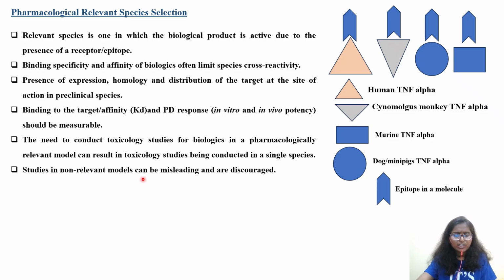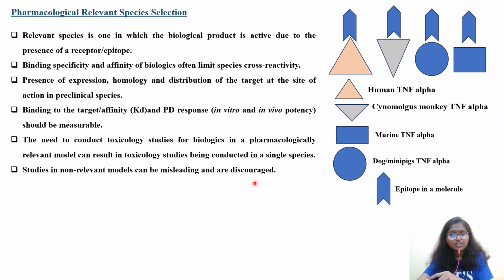Studies in non-relevant models can be misleading and discouraging. See, for example, you are doing a dog study, but the dog is not a relevant species and is not responding to your drug. It doesn't mean your drug is failing. It means that the drug is not responding in that particular species, but it might respond in monkey.